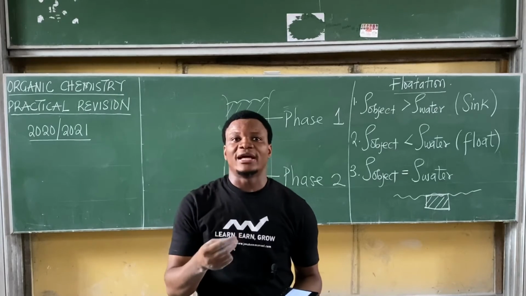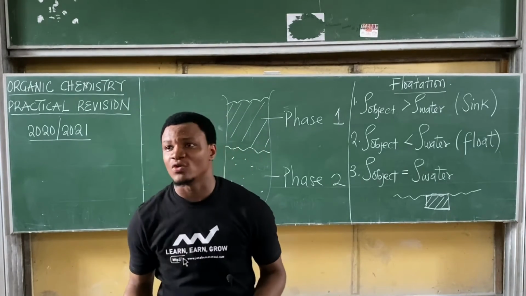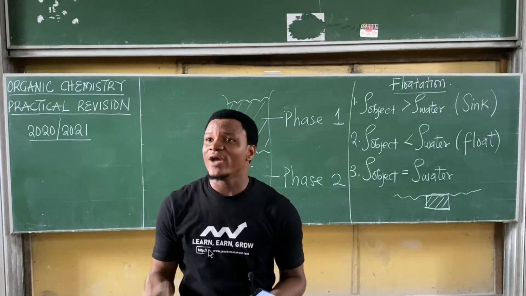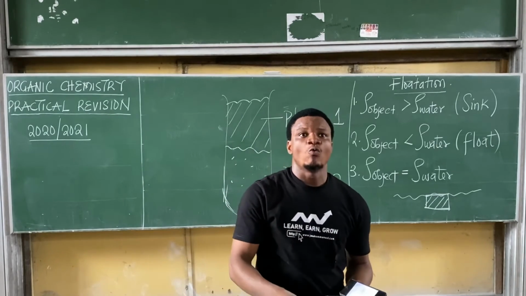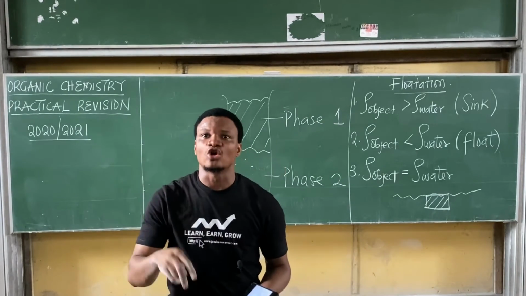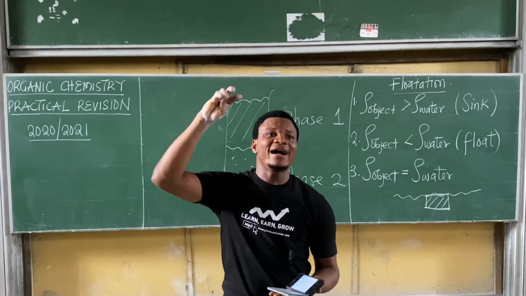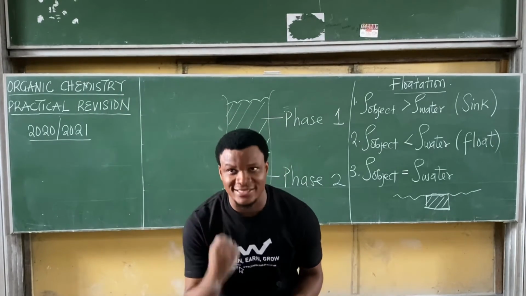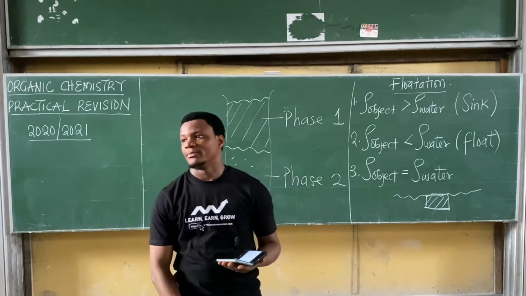The reason is because of what there? Difference or variation in what there? Densities. Where the compound with the lesser density goes to the top, while the compound with the greater density goes to what there? The bottom. That's all.